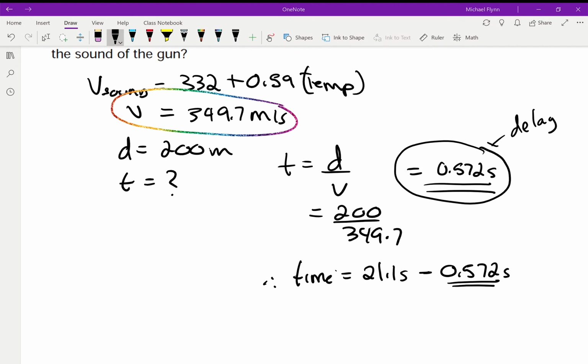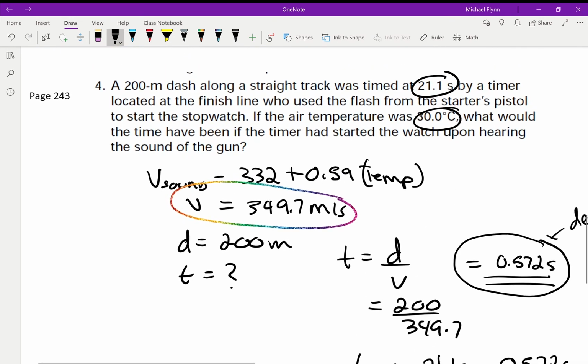So 21.1 minus 0.572 is 20.528. I'm going to round that to 20.5. So it will appear as though the runner ran the race in just 20.5 seconds. In other words, that he was a little bit faster by not an insignificant amount, like over half a second. And if you're an Olympic runner, it's a big difference. So anyway, that's how you do question 4 on page 243.